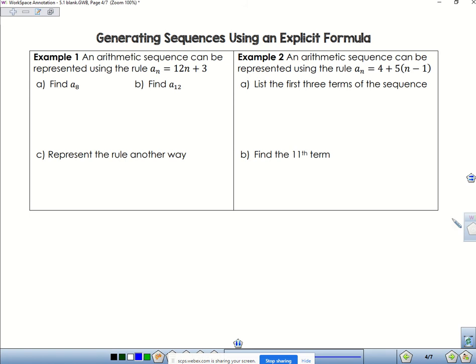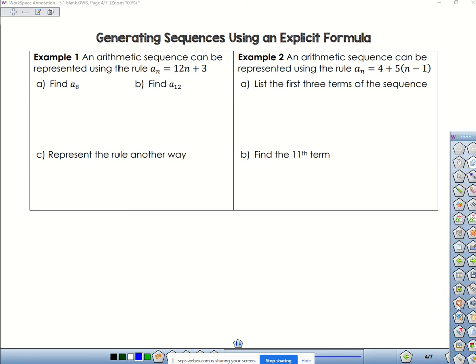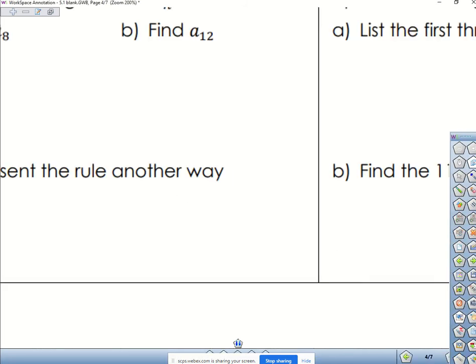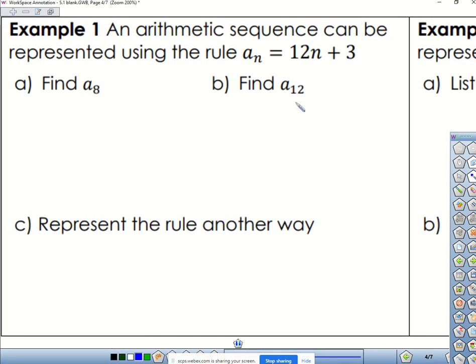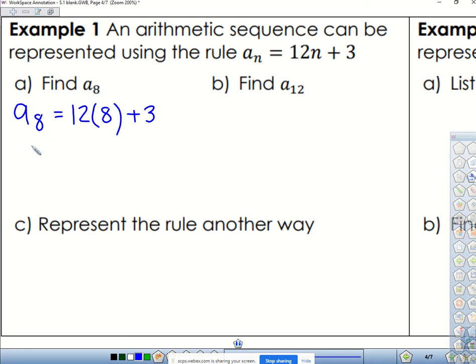Okay, so the first question says, an arithmetic sequence can be represented by the rule, and it gives us a rule, and they want us to find a sub 8 and a sub 12. So another way that you can say this is the 8th term and the 12th term, using that formula. This is your general formula, an explicit formula. What you're going to do with that formula is replace all of the n's with the term you're trying to find, which is 8. So this notation just means the 8th term.